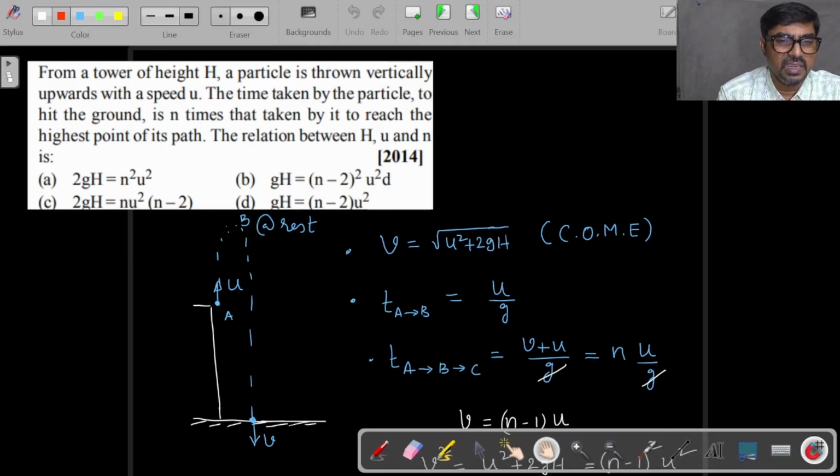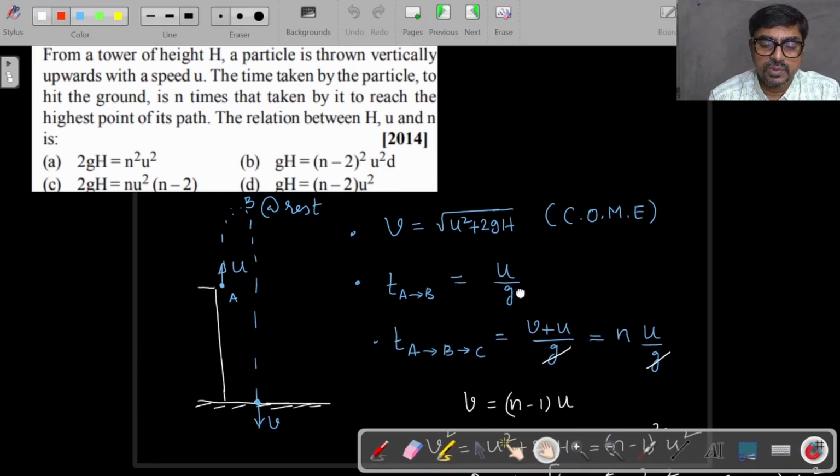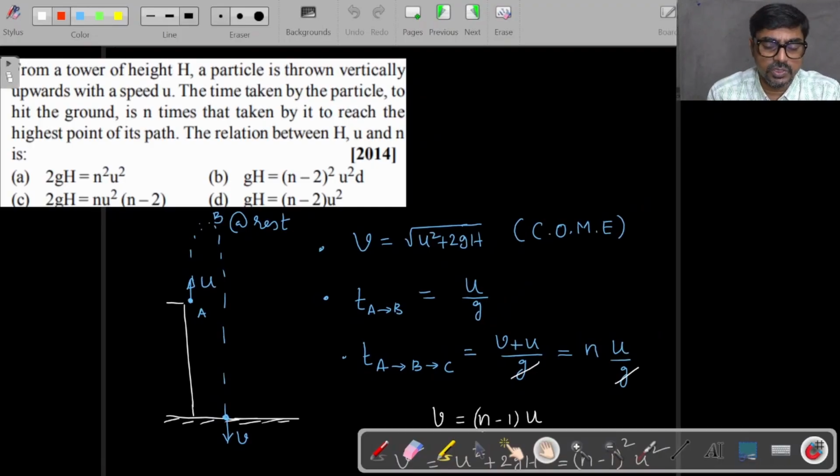And v you can calculate using conservation of energy. So loss in gravitational potential energy mgh equal to gain in kinetic energy, half mv square minus half mu square. When I write COME, it is conservation of mechanical energy. So v you will get in terms of u. And then time taken is what? From a to b, final velocity minus initial velocity by acceleration. Final velocity is 0, initial velocity u divided by acceleration minus g, so it becomes u by g. It's like time of ascent in upward motion there.